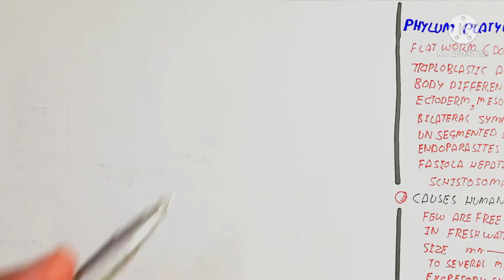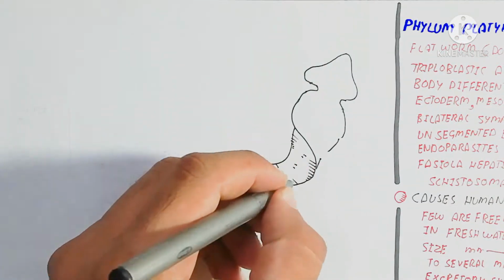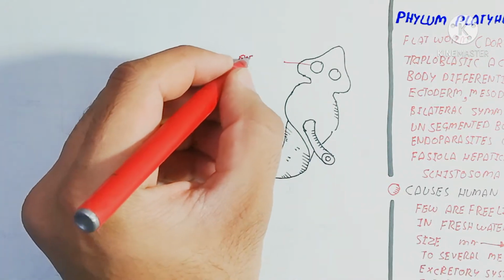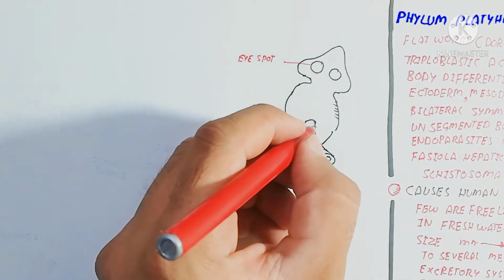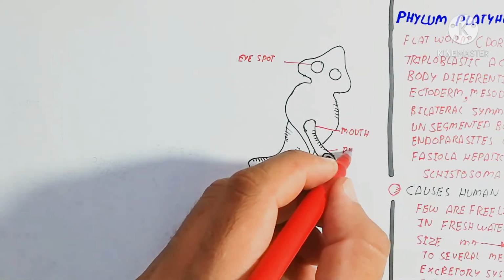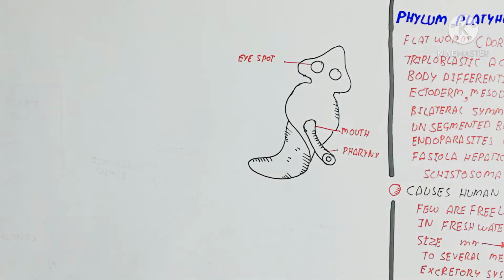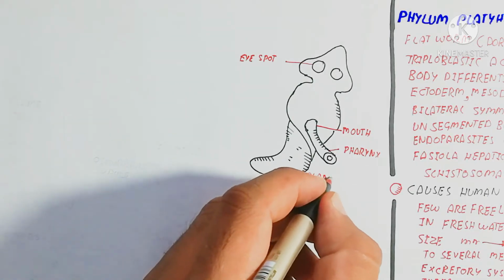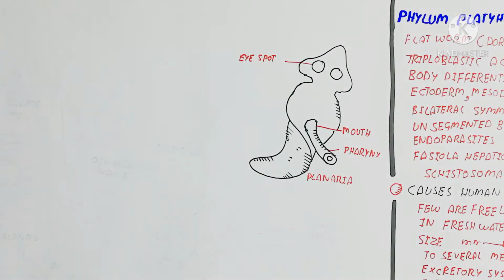Next, we will also discuss the life cycle of the tapeworm, as well as Fasciola hepatica and Taenia. Here we will understand the general structure of the phylum Platyhelminthes. I am taking the planaria to understand the general structure and physiology.